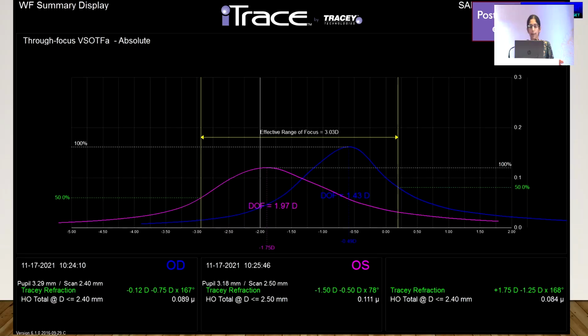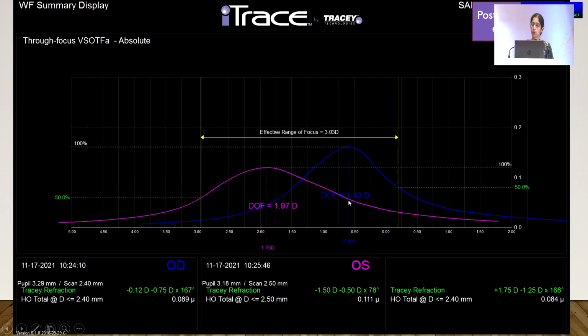This is actually a depth of focus curve. If we omit this pink line and we only focus on this blue curve, you can see that the height of this mountain depicts the best vision. That is, if the patient has a minus 0.45 correction, he'll have the best vision. 50% uphill of this mountain is the usable vision. So, for the right eye, after cataract surgery, this thing, which is written in blue, depth of focus, is 1.43 for the right eye.